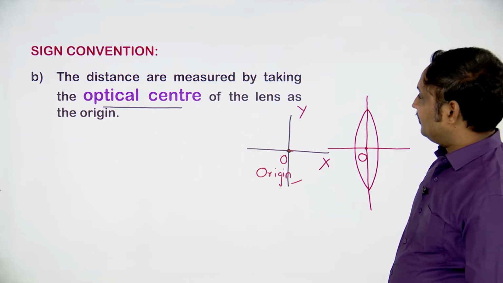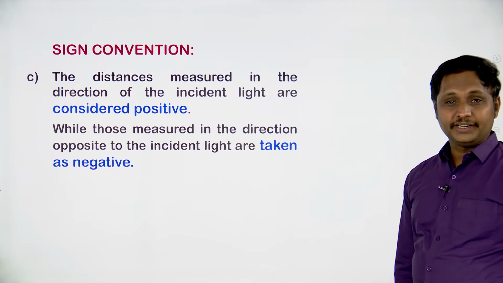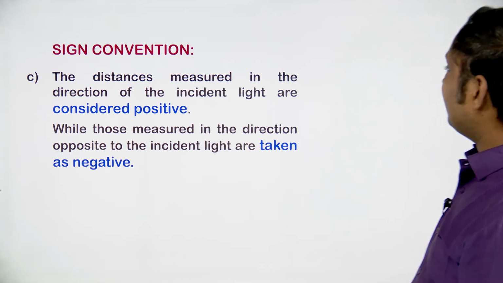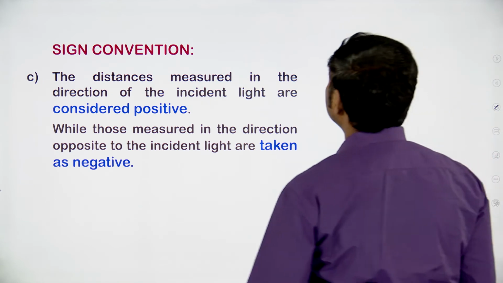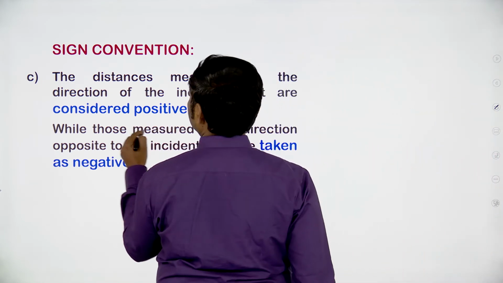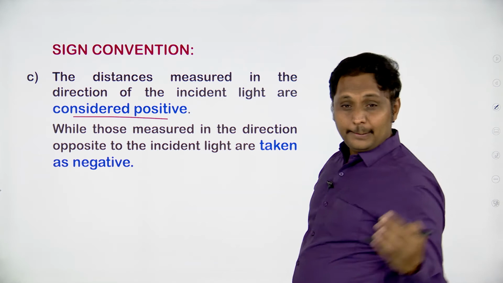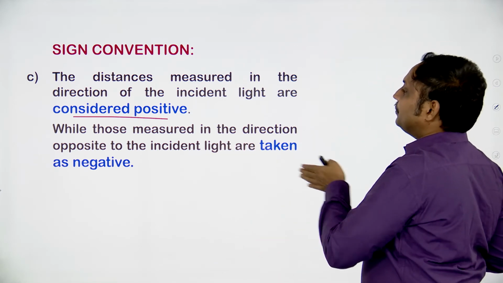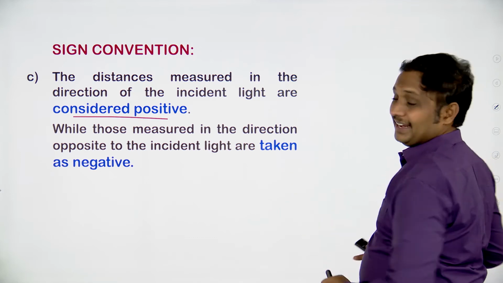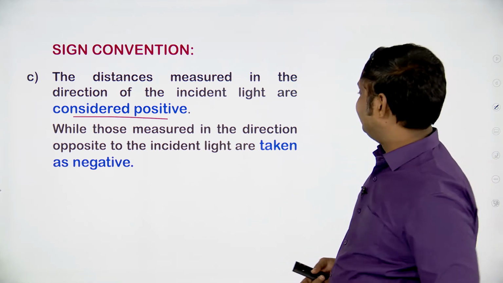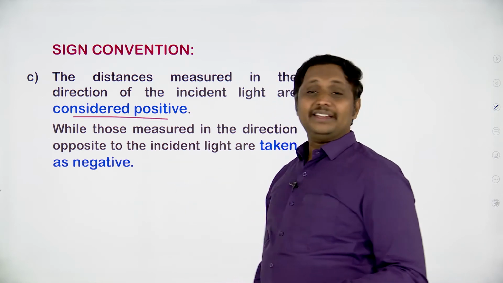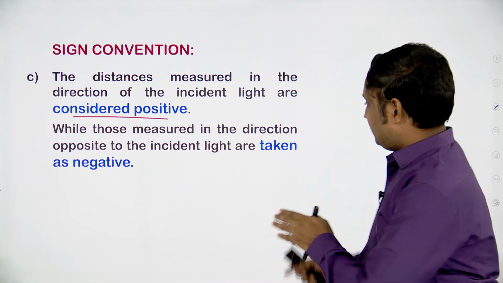Let's have a look. What is the next point we have to consider? We are talking about the direction of incident light. The distances measured in the direction of incident light are considered positive. But those measured in the direction opposite to the incident light are taken as negative.